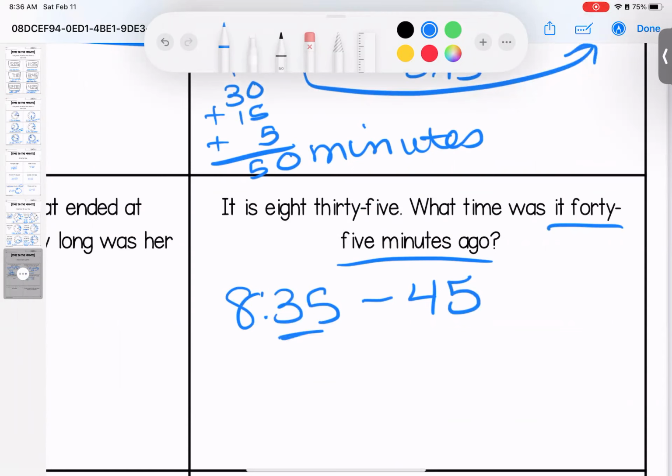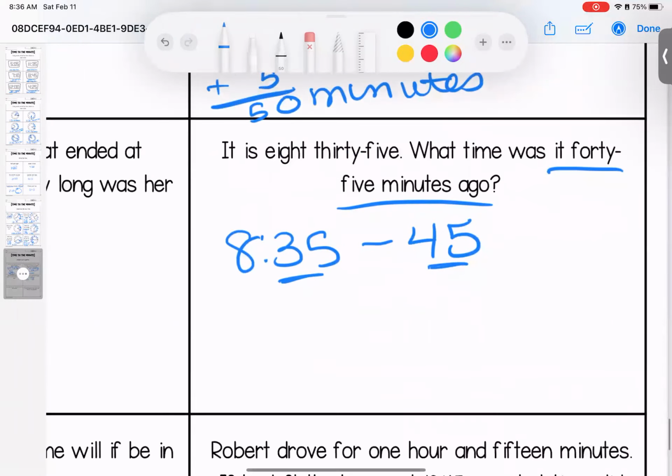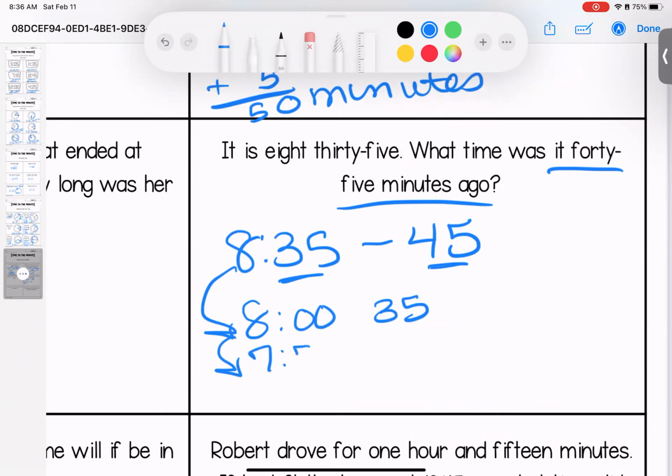If it is 8:35, what time was 45 minutes ago? Now I see that my minutes here are smaller than here, so I'm going to be changing hours. So if I go from 8:35 to 8 o'clock, that's 35 minutes. I need 45, so I need 10 more. So I'm going to jump back 10 more minutes. My hour is going to be 7, and I'm going to have 50 minutes. 7:50 would be 45 minutes ago.